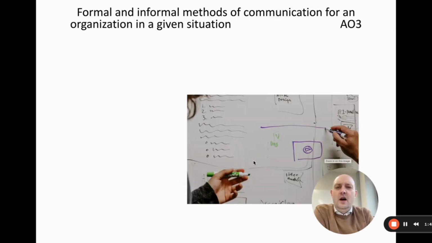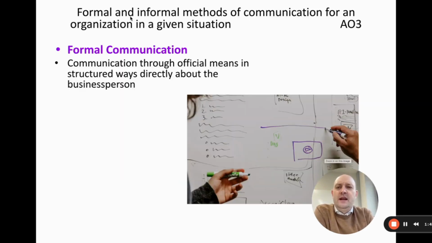So then the learning objective is formal and informal methods of communication. So let's define those. So formal communication is basically official, part of the business. It's going to be structured and it's directly about the business. I don't know why I put business person there. I'm very bad with typos, you might have noticed. About the business, that word business person shouldn't be there.